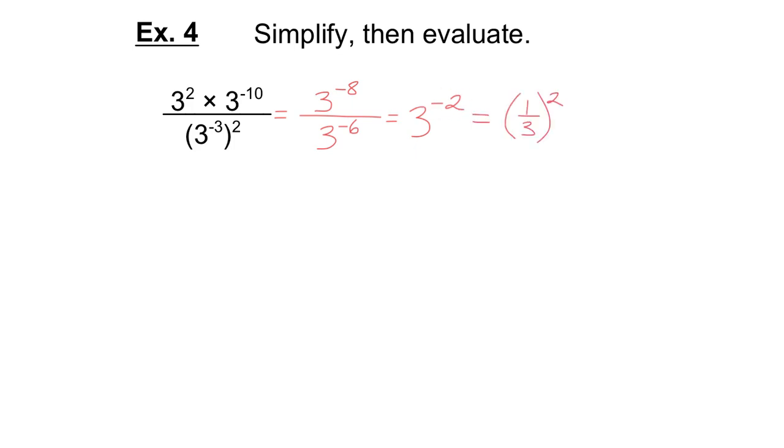Okay, I've got a single power, but it has a negative exponent. So I'll rewrite it to be a power with a positive exponent. The reciprocal of the base is this. The exponent becomes positive. Now I have a single power with a positive exponent, and now I can evaluate that. 1 to the exponent 2 is 1, 3 to the exponent 2 is 9. So my final answer is 1/9.